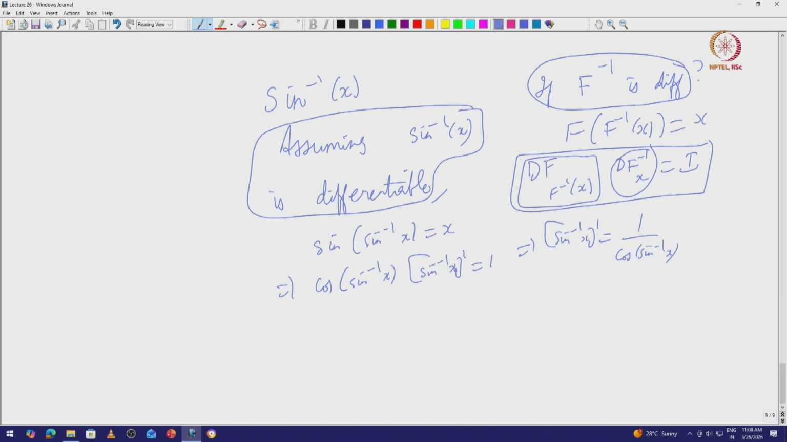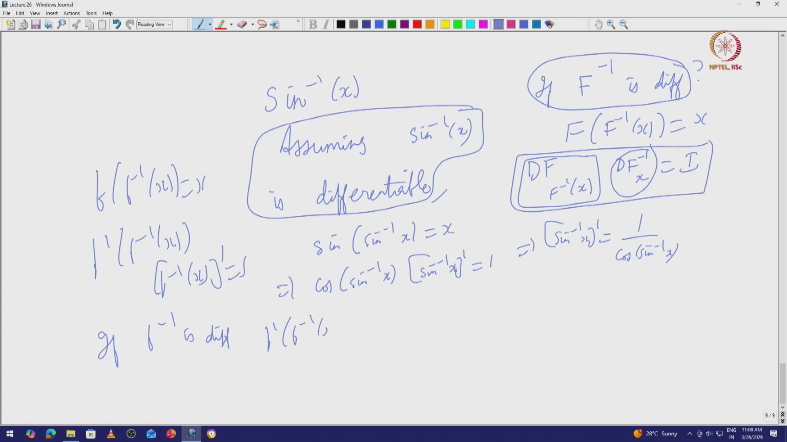I mean, in one variable calculus, if f of f inverse of x is x, so f dash of f inverse of x times f inverse of x dash is 1. So if f inverse is differentiable, for sure f dash is not 0, right? It's invertible, so it's not 0. Right. The question is, when will we know whether the inverse of a function is differentiable or not? Okay. So this we shall answer the next time, right?